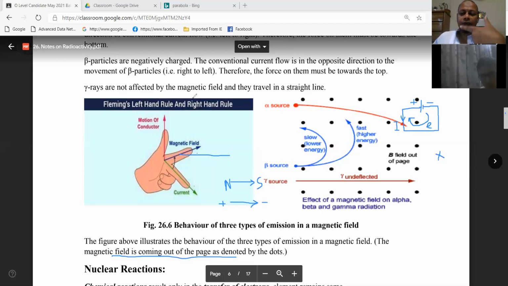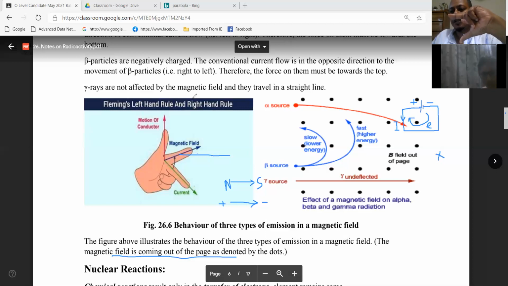And for alpha particles, it was like that. Just the change of direction. You see, our second finger. We change the direction of it, opposite, and our thumb is going down. Is it clear? It is alpha. You see, the first finger is still towards me, out of the page.